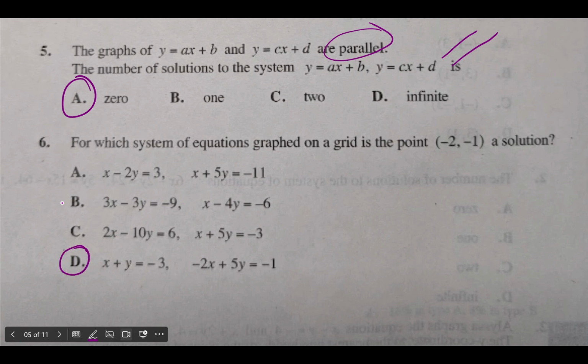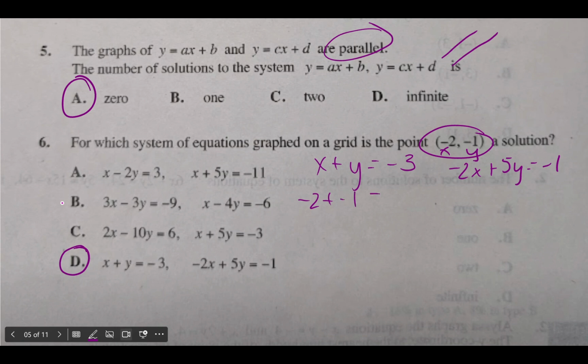So this is your x value. This is your y value. Essentially, we're just verifying. So if you have x plus y equals -3, and the other one -2x plus 5y equals -1, you want to plug in these points to both equations and show that your left side equals your right side. So for the first one, -2 plus -1 equals -3. This does equal -3, so your left side equals your right side. The point satisfies equation 1.